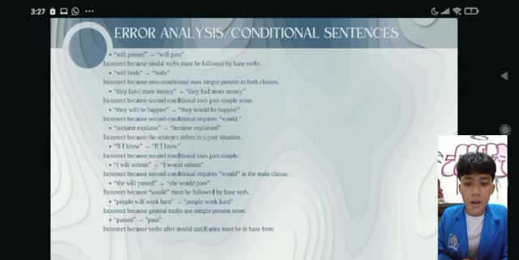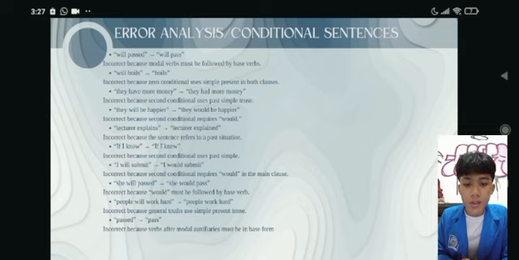Next, "they will be happier": the correct analysis is "they would be happier", because the second conditional requires "would". Next, "lecture explains": the correct analysis is "lecture explained", because the sentence refers to past situations. Next, "if I know": the correct analysis is "if I knew", because the second conditional uses the past simple. Next, "I will submit": the correct analysis is "I would submit", because the second conditional requires "would" in the main clause.